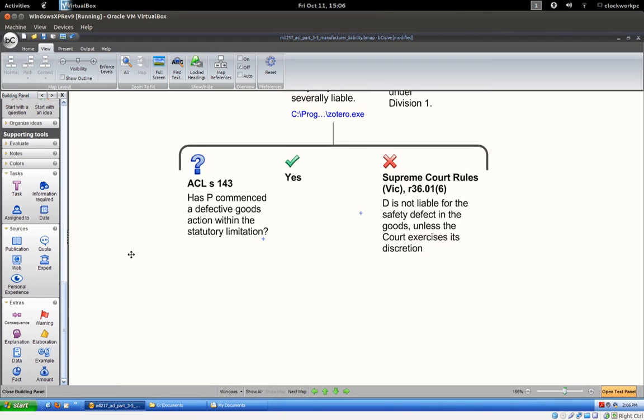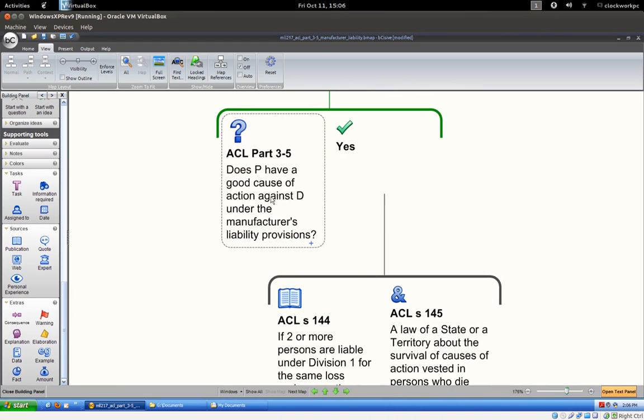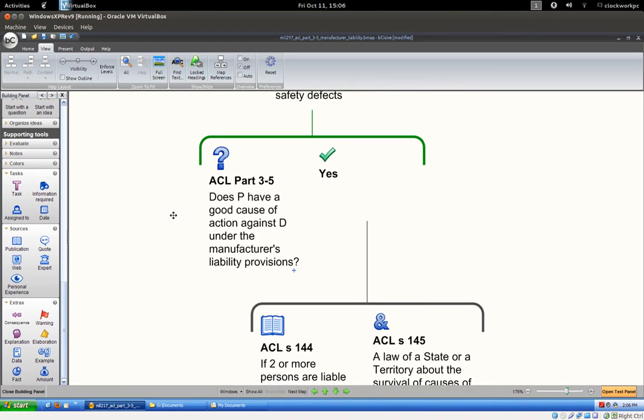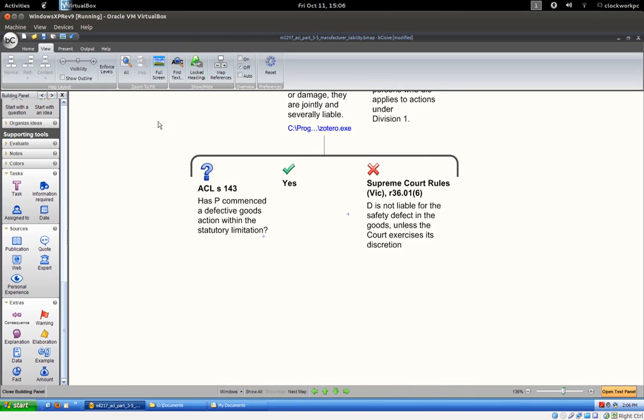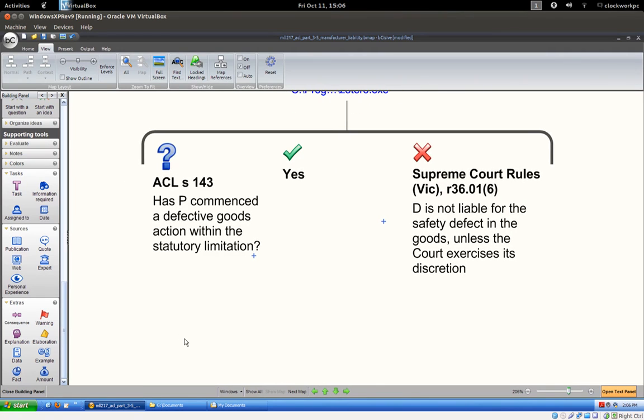So moving on, remember that the question is whether there's a good cause of action. That's really the pivotal question. And if there's a good cause of action, ultimately what you want to know, both as defendant and plaintiff, is whether someone's going to have to pay a lot of money, whether there are going to be damages. So in order to get that, not only does there have to be the components of a good cause of action, but the plaintiff has to follow the prescribed steps. So has the plaintiff commenced a defective goods action within the statutory limitation, which is 3 years, which we'll see a little bit more about very shortly, and that's section 143.